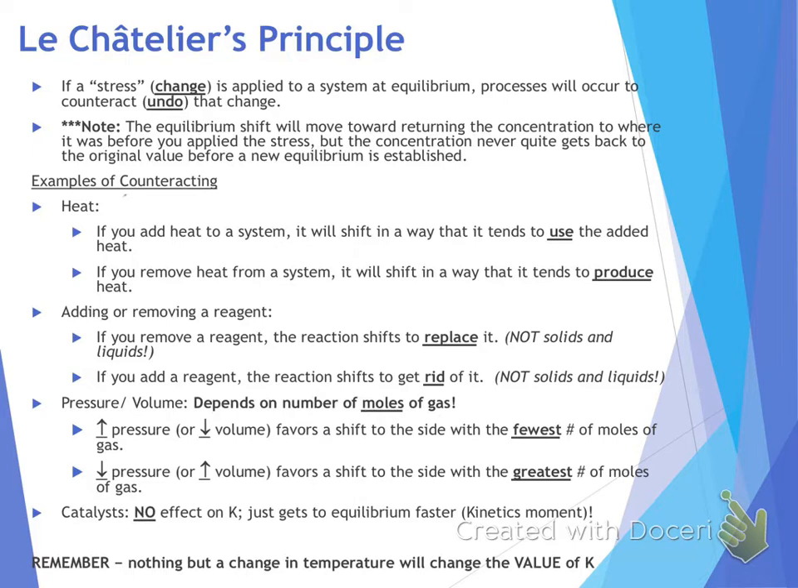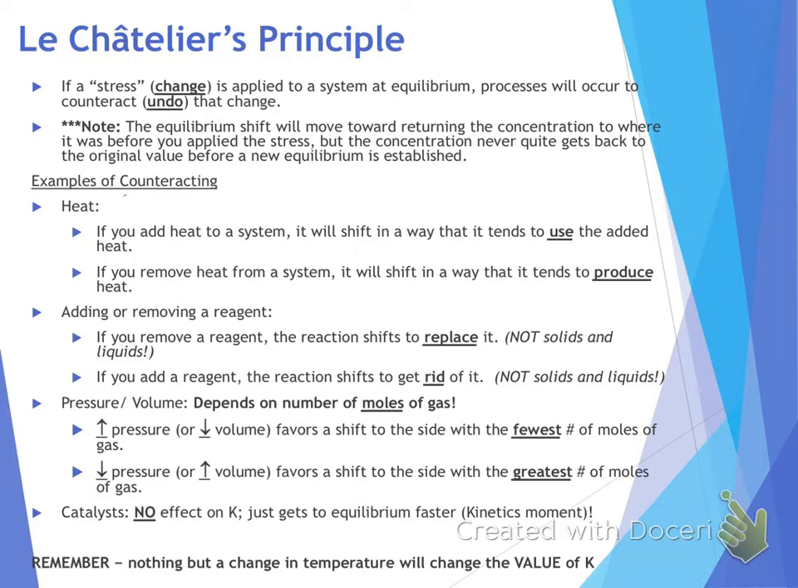Le Chatelier's principle states that whenever a stress is applied to a system at equilibrium, your equilibrium system is trying to counteract that stress. It's trying to get back to where it was before that change. Sometimes, though, the concentration can never get back to exactly where it was before, so a new equilibrium is established. It's still the same K value if you didn't change the temperature. We just might have slightly different concentrations that we end up with to get that same ratio.